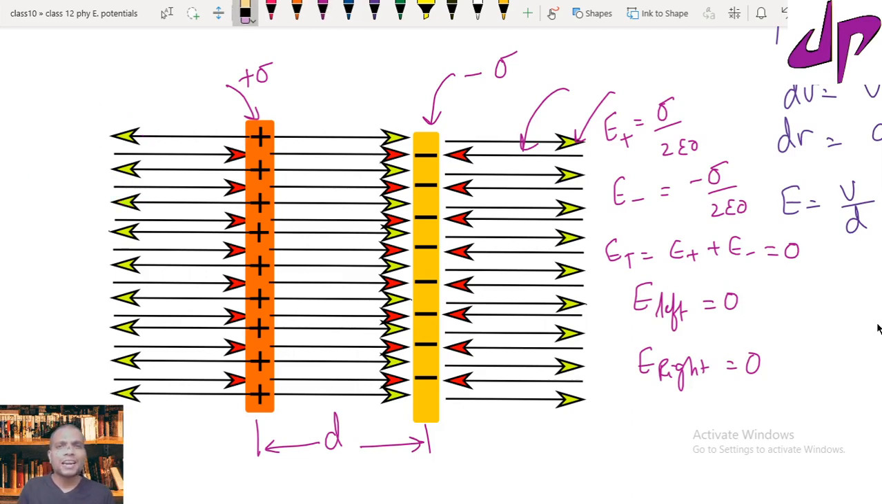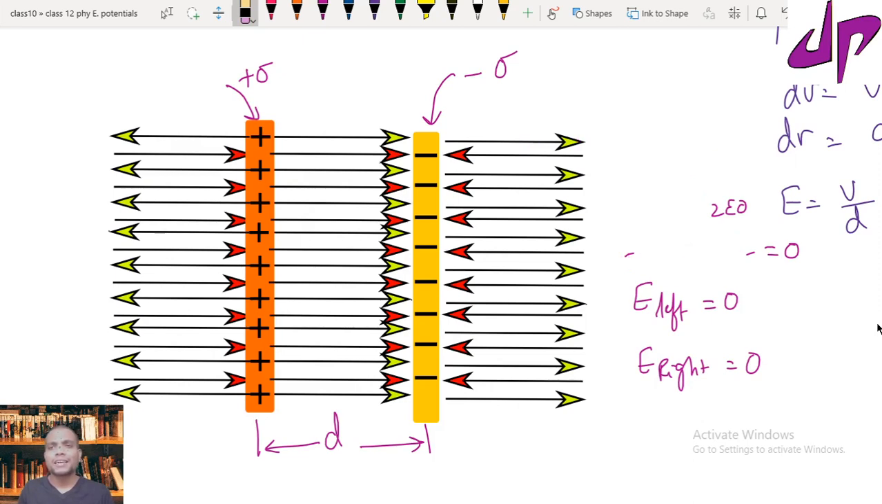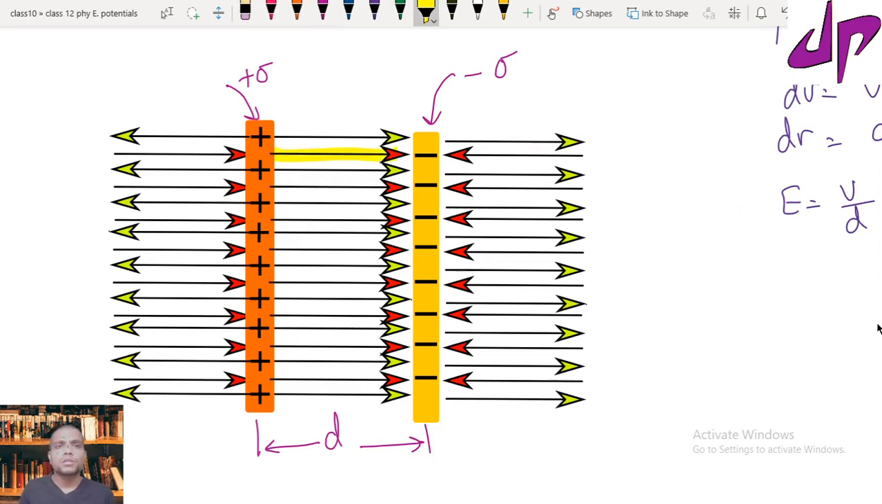And we don't need that anyway, because capacitors do not require the left side and the right side. For the capacitor, what we need is the inner region. So this is the region we need to concentrate on, the middle region. Now I need to find out what the electric field is within this inner region. By seeing these arrow marks, we understand the electric fields will add up.